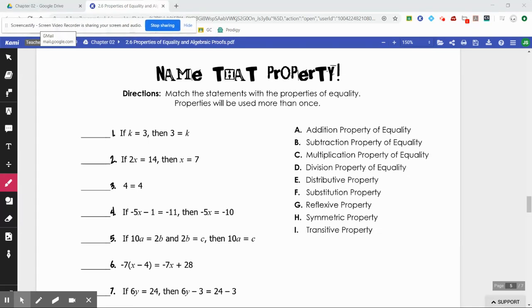Okay, next up, name that property. Let's go through one more time and make sure that we understand these properties and which is which. So we're matching the properties with the statements. If k equals 3, then 3 equals k means we can flip-flop those around. That would be H, the symmetric property.